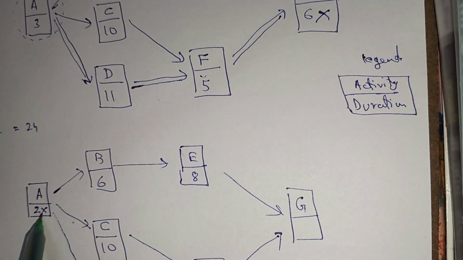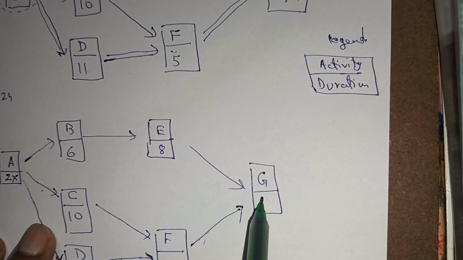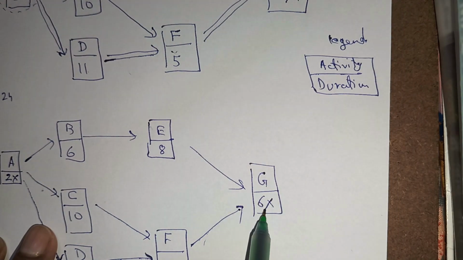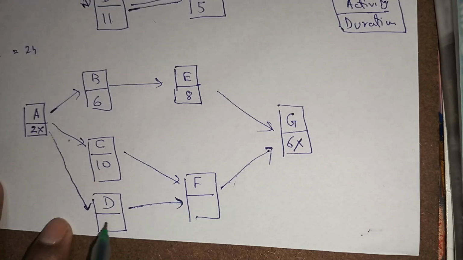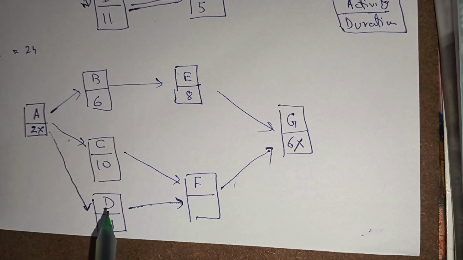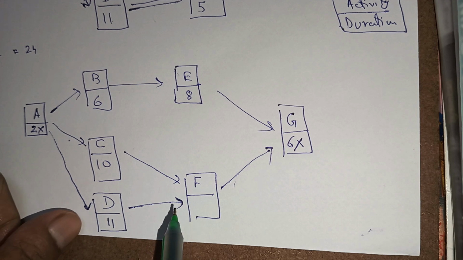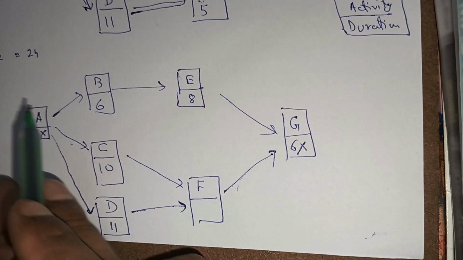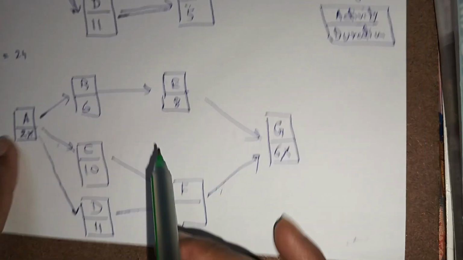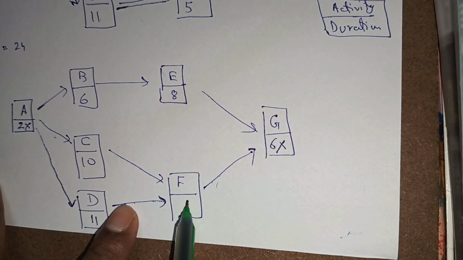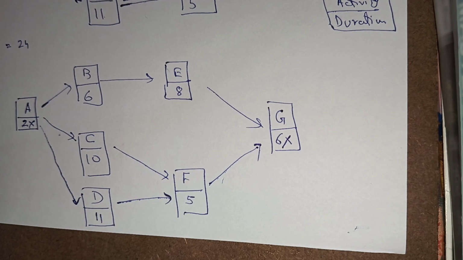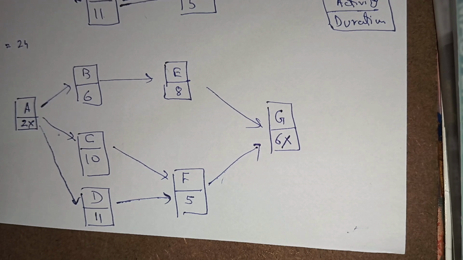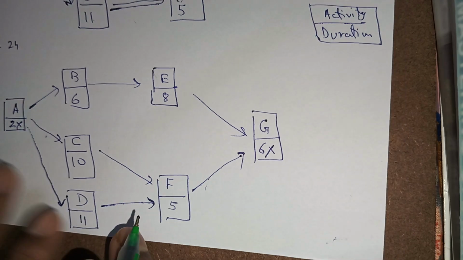So here again we will write 2x, okay. Here G is already X, so C 6x, and other things remain the same. D will also be 11. We have achieved our objective of crashing the project by 1 day, so time is 24, okay. F again is 5, fine. So this is what we have got in this new network diagram.